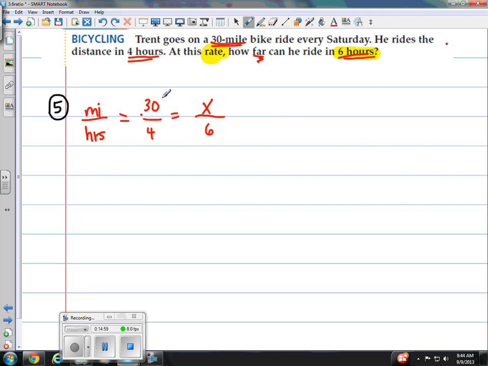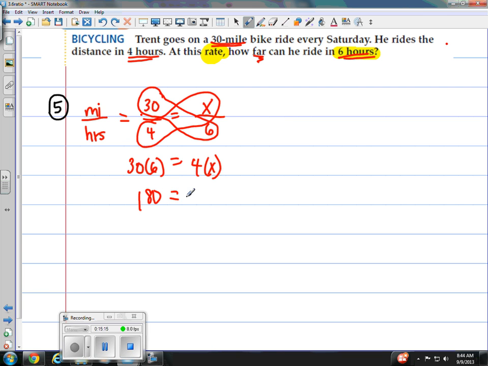Now that we have a proportion, we just cross multiply. 30 times 6 equals 4 times x. 30 times 6 is 180, equals 4 times x is 4x. We're trying to isolate x and get him by himself, so we're going to divide both sides by 4. The 4's cancel, and 180 divided by 4 gives us 45.